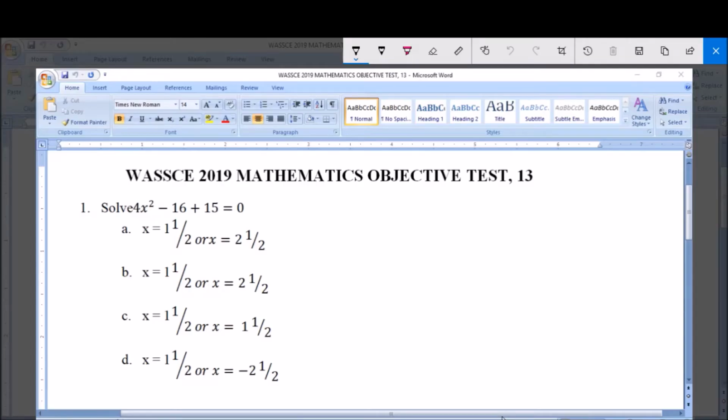Today we'll be dealing with WAEC 2019 Maths Objective Test and we'll be solving question 13. Before us is a quadratic equation. It says solve 4x squared minus 16x plus 15 equals 0.